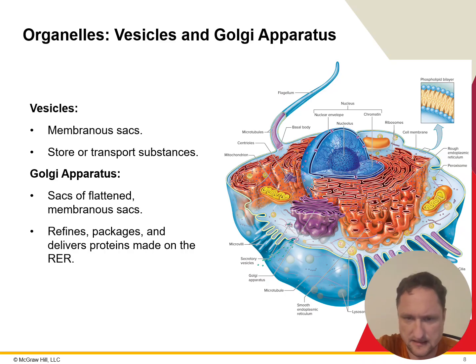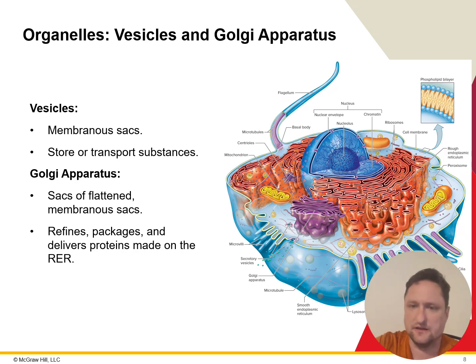Okay, next we got vesicles and Golgi apparatus. Now this one I don't believe we covered in class. So vesicles, these guys are small membrane-bound sacs that transport materials throughout the cell. They shuttle proteins and lipids from one organelle to another, particularly between the endoplasmic reticulum and the Golgi apparatus.